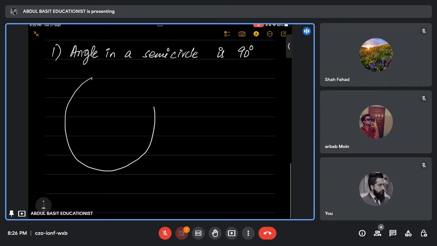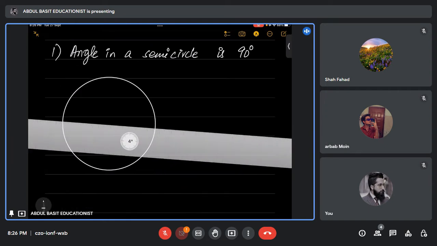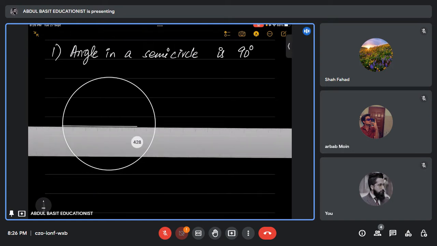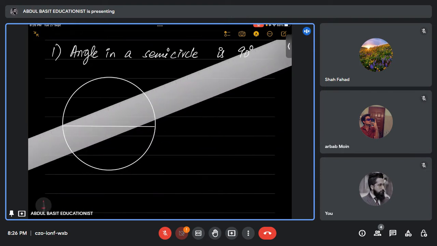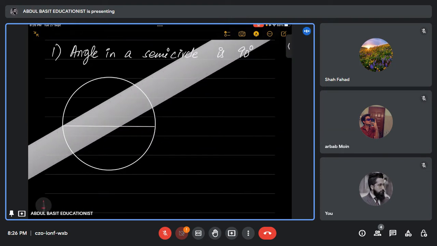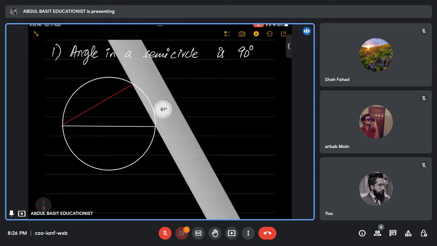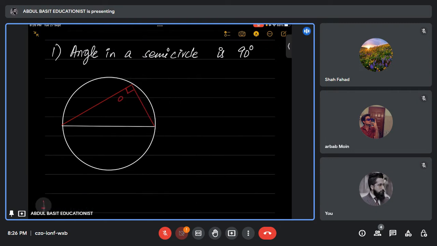It means that if, for example, I draw a circle here and I have to draw a semicircle, I have to divide this circle into two equal parts. Let's suppose I'm drawing this. Okay, now this is half of the circle. Any angle which I make inside the circle, for example, I'm going to make an angle in this circle like this, and I join this point with the starting point of the semicircle circumference. Okay, so this angle must be 90 degrees.